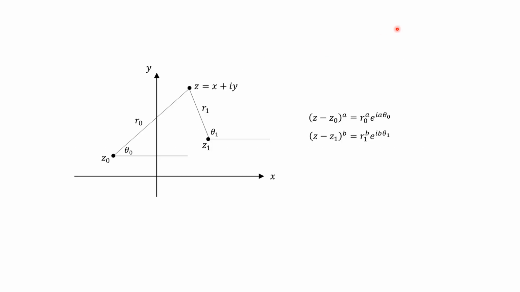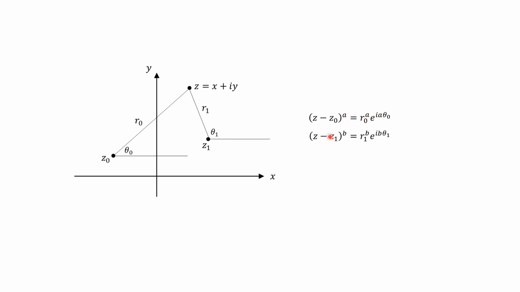We need to justify what I stated in the previous slide concerning our example. We'll start by expressing (z − z₀)^a in terms of a polar coordinate system with origin at z₀. And you see here you have this vector from z₀ to z. It has radius r₀ and argument θ₀, and we're raising it to the a power, and we get this.